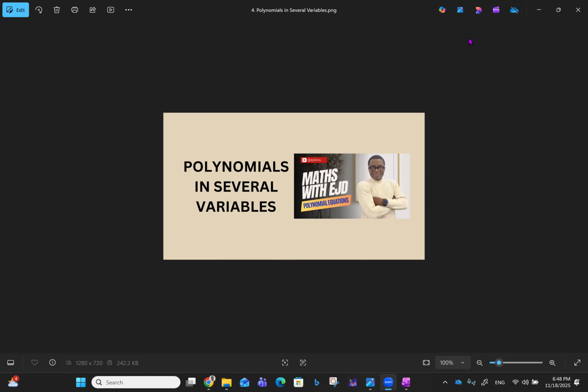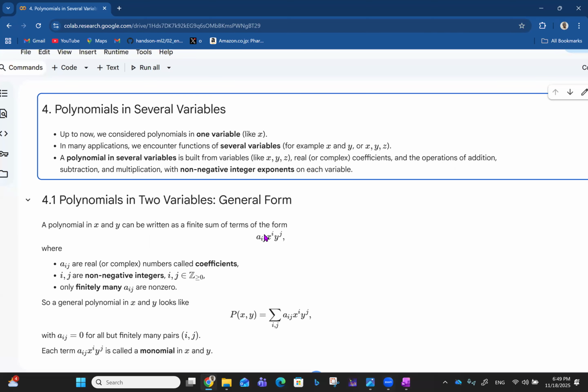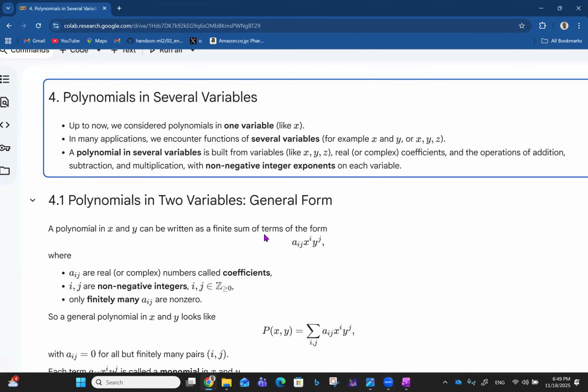Yes, we continue with polynomial equations, and then we look in this case to polynomials in several variables. Up to now we considered polynomials in one variable, like maybe just x or y or z, just one. But in many applications, we encounter functions of several variables. For example, we can have x and y, we can have x, y, and z. So you have them together in one polynomial.